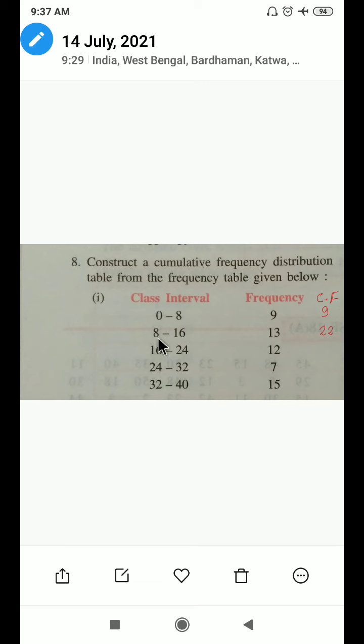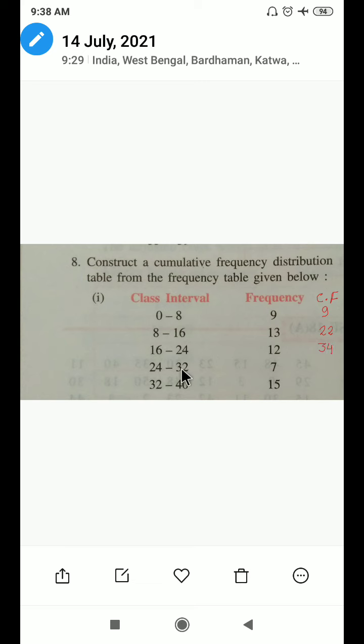Now how to find out the cumulative frequency for 16 to 24? That means you have to find out the frequency below 24. So how many frequencies are there below 24? You have to add 9, 13 and 12. If you add 9, 13 and 12, what will you get? That means you have to add 22 plus 12. You will get 34.